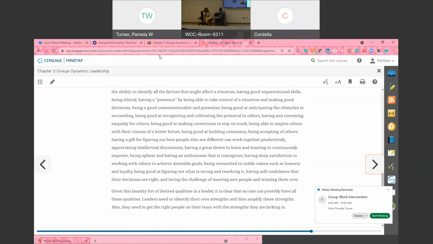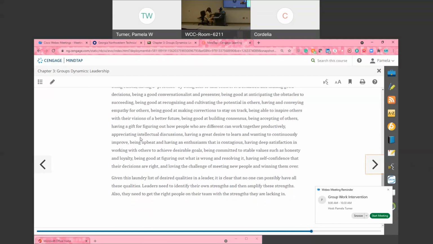Okay. So all of those leadership skills are important, whether that is an actual therapeutic group, a social group, whether you're on the jury, or whether you're on Survivor stuck on an island, those are the leadership skills that people find to be most effective. Given this laundry list of desired qualities of a leader, it's clear that no one can possibly have all those qualities. Leaders need to identify their own strengths, what I'm good at, and amplify those strengths. Also get the right people on your team.